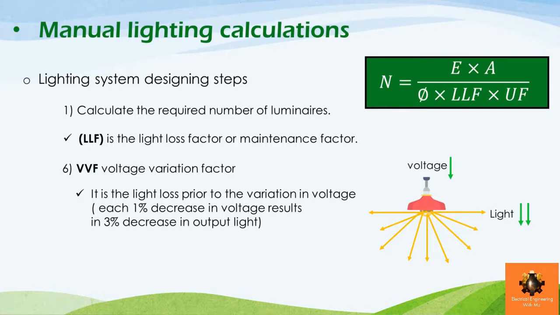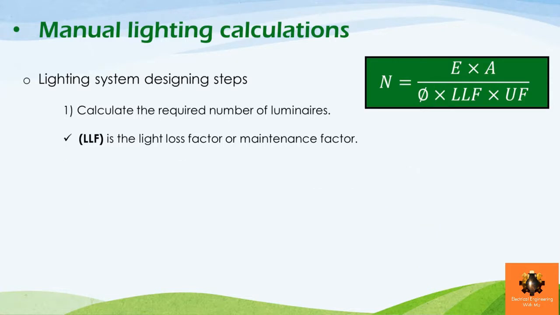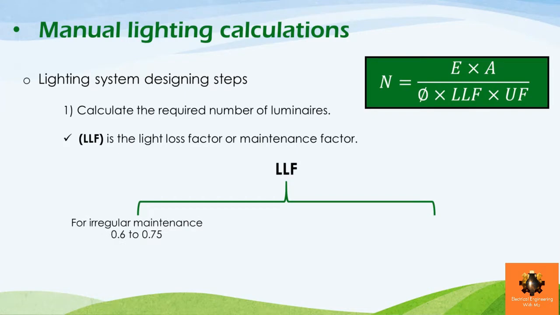Alright. Now, after discussing those 6 factors of the LLF, we need to know practically how we can set the value of LLF. In practical work, LLF is set with an approximate value according to the case we are working on, and this depends on the maintenance of the luminaire. In case of irregular maintenance of the luminaire, we will set the LLF with a value that ranges from 0.6 to 0.75. And this means that the luminaire is not checked and maintained regularly.